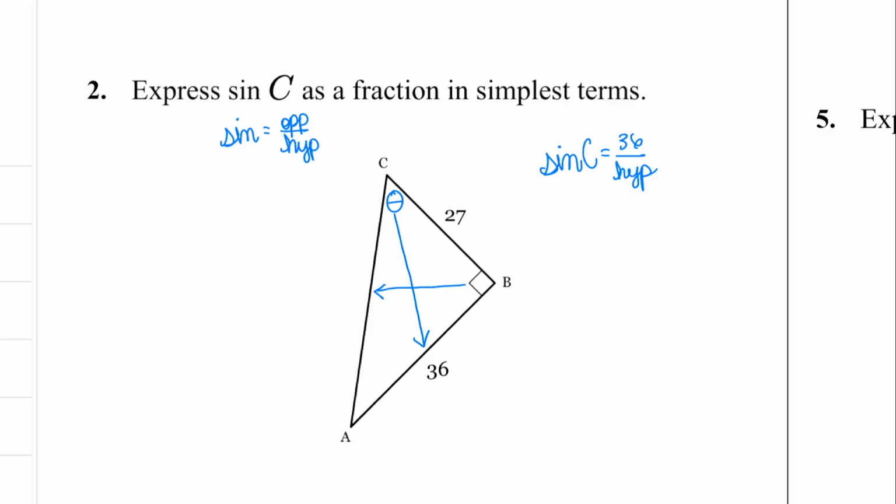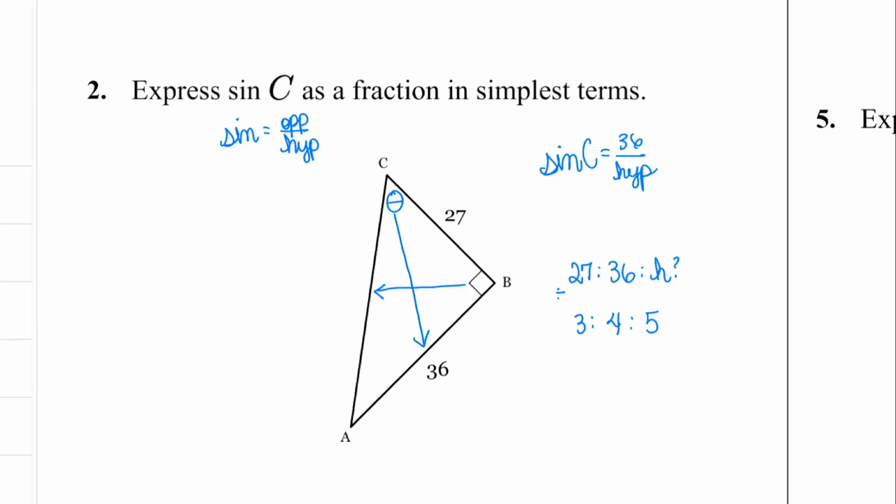We know that we have 27 for one of the legs, we have 36 for the other leg, and we don't know what the hypotenuse is yet. 27 and 36 are both divisible by 9, so if we divide both of them by 9, we have 3 and 4. What does that mean that our hypotenuse has to be?